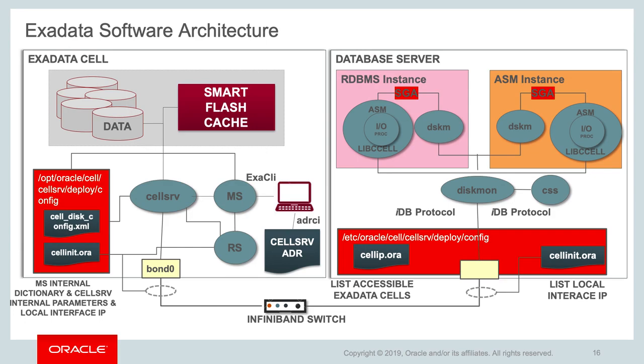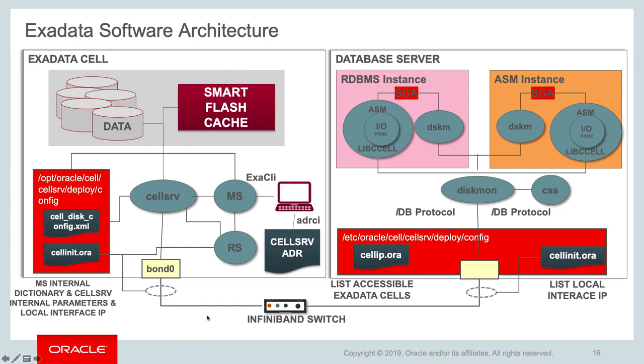CELLSRV also implements I/O resource management, that is, metering I/O bandwidth to the various database and consumer groups which are issuing I/Os. The second service is MS, that is, Management Server. Management Server implements a web service for cell management commands and runs background monitoring threads. MS is the primary interface to administer, manage, and query the status of the Exadata cell. It works in cooperation with the Exadata cell command line interfaces, known as ExaCLI or CellCLI, and they process most of the commands using these command line interfaces.